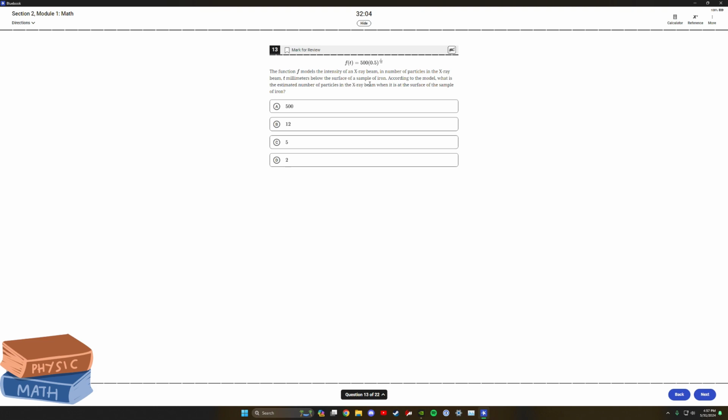According to the estimate of particles, 2 millimeters below the surface. If we're at the surface, the thing is 0. Anything to 0 power is 1, so it's just 500.